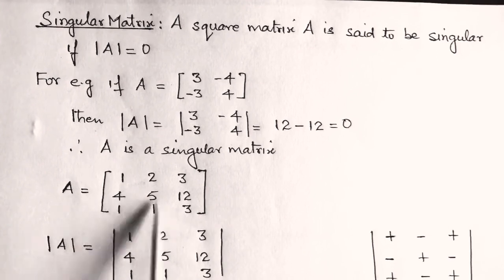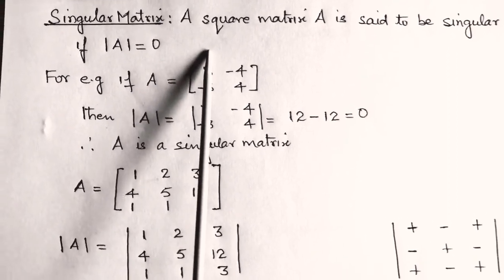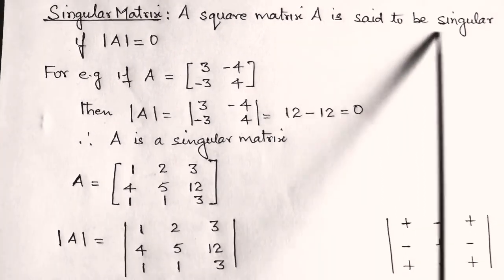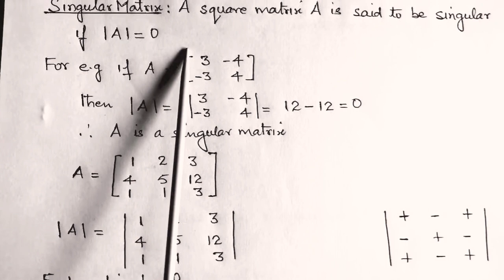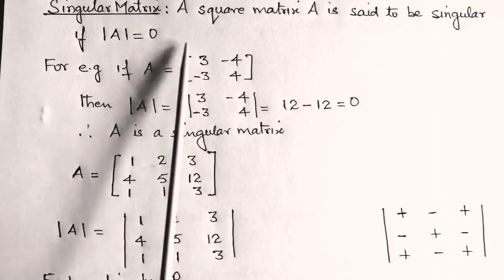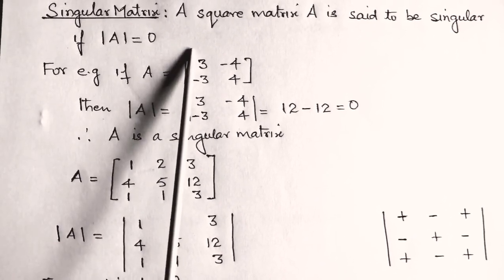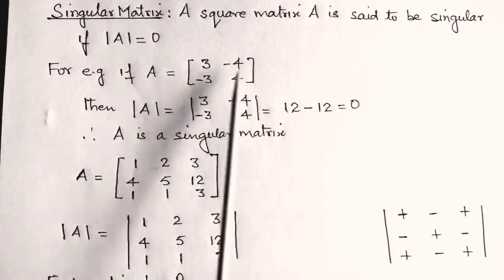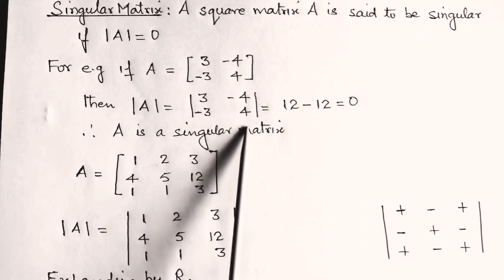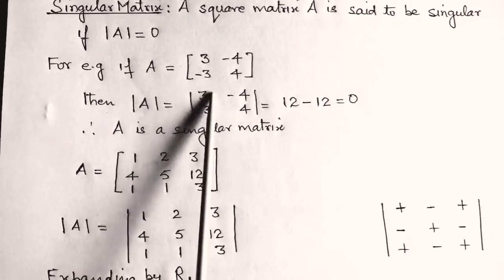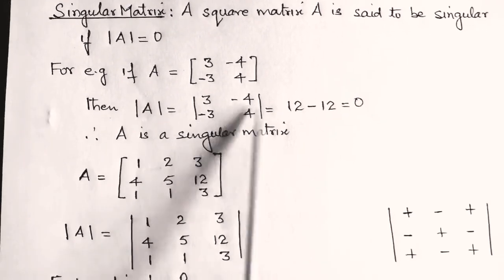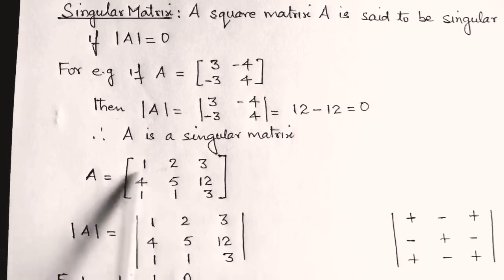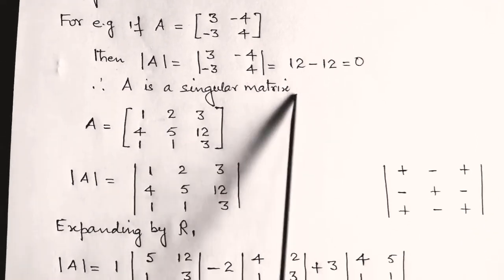Now next I come to what a singular matrix is. A square matrix A is said to be singular if its determinant is equal to 0. So if you find the determinant and it is equal to 0, then the matrix is singular. For example, if A is the matrix with elements 3, minus 4, minus 3, 4, then the determinant will be this. Simplify: 3 into 4 is 12, minus 3 into minus 4 gives minus of minus 12, so 12 minus 12 gives you 0. Therefore A is a singular matrix.